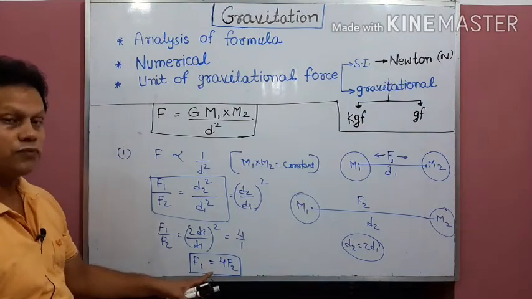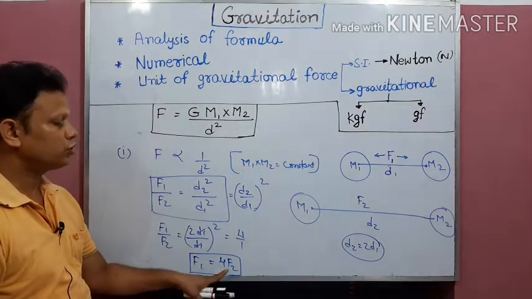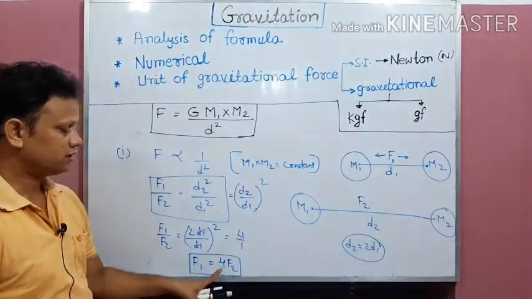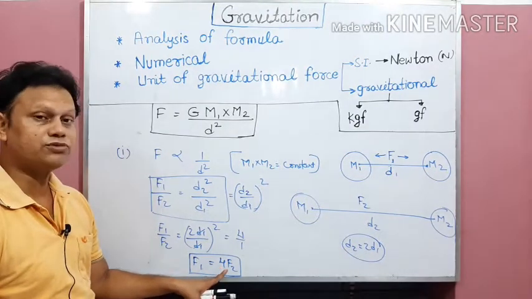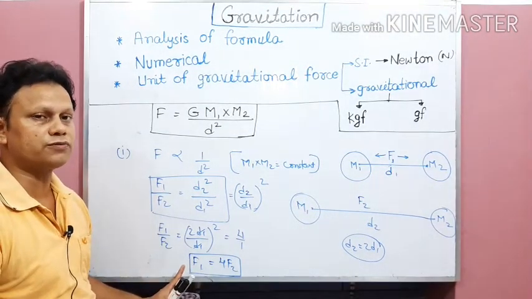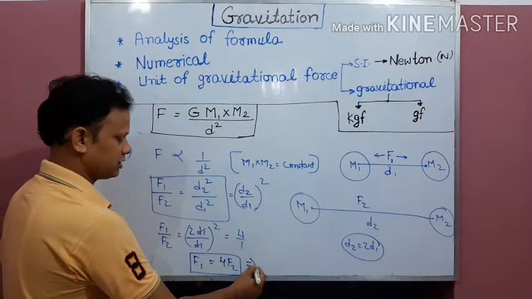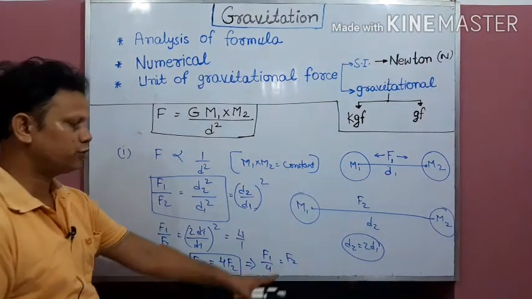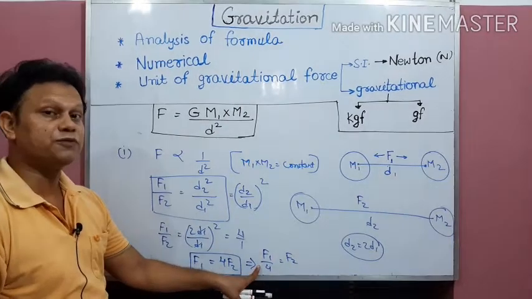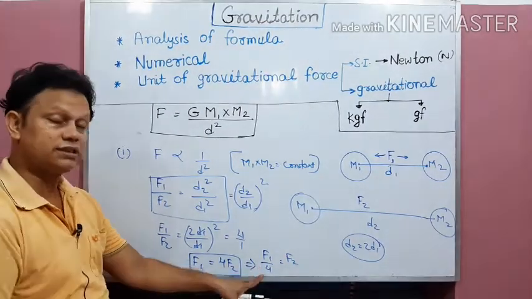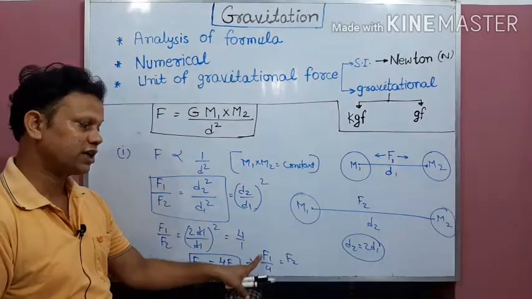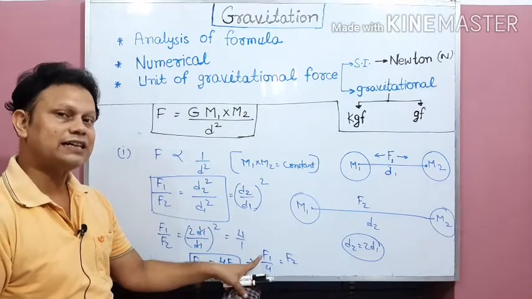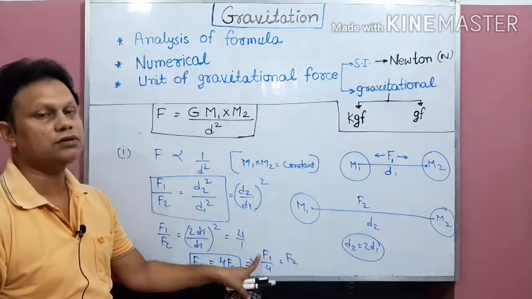Now what does this show? That the new force is such that 4 times the new force is equivalent to the original force. So this way we can also say that F1 by 4 is equal to F2. That means the new force is 4 times weaker, lesser, because it is showing the fraction. So this shows that the new force is 4 times weaker than the original force.